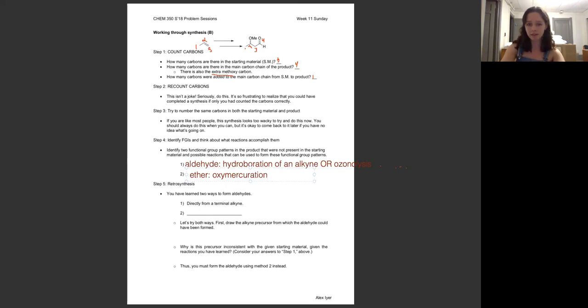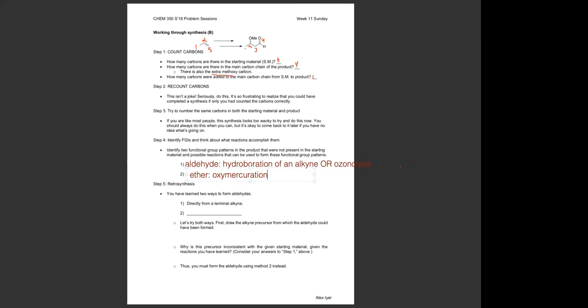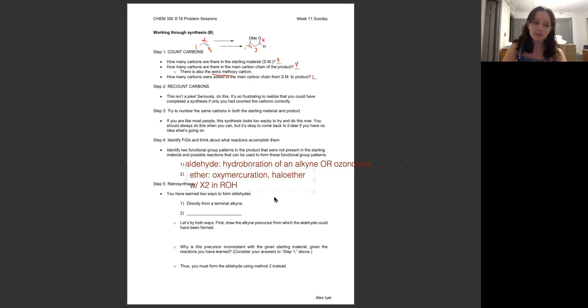Any other ways we can make an ether? We could make a halo ether too. Mm-hmm. And then the last one isn't as useful because it's pretty redundant with oxymercuration and just a worse reaction, but we can do acid catalyzed hydration. Right, make that less ugly.